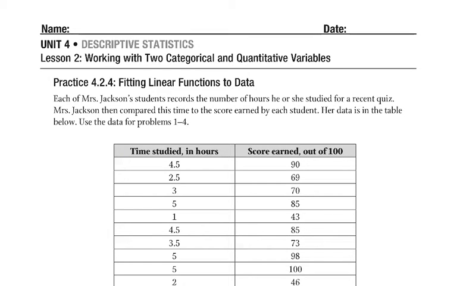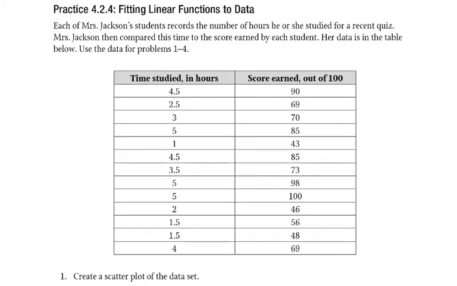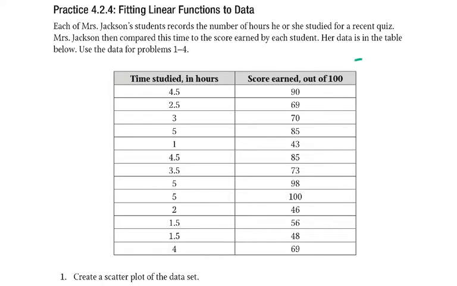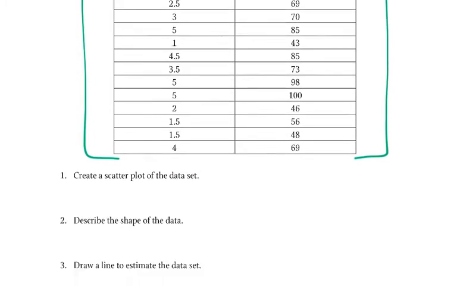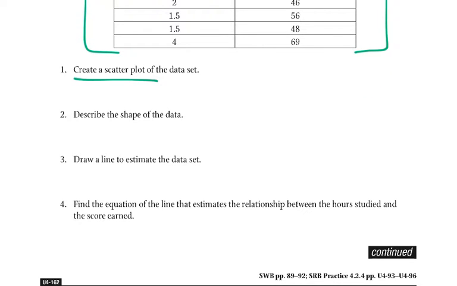Math 1, Practice 4.2.4, Fitting Functions to Data. So, we've got a table here, time studied in hours for our students, score earned on the test. So we want to create a scatter plot, describe the shape, draw the line to estimate, we'll use the calculator to estimate it, and find the equation that estimates the relationship between the hours studied and the score earned.